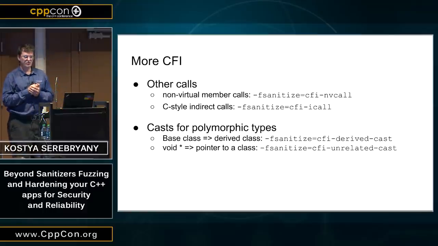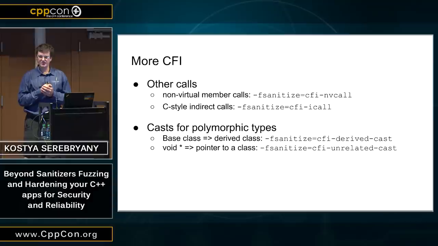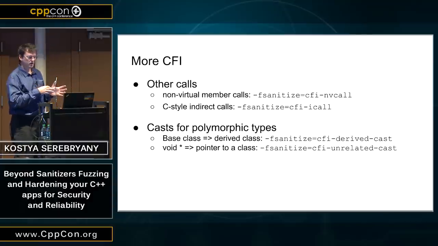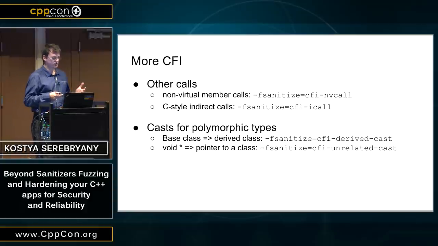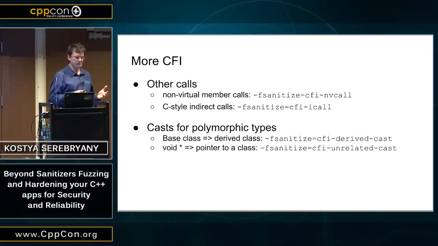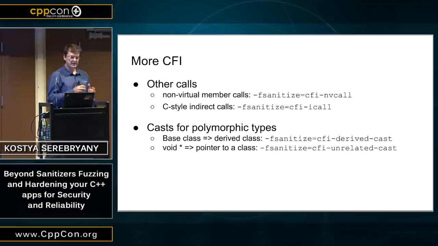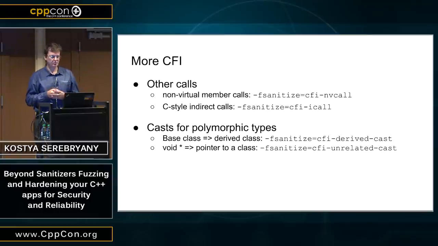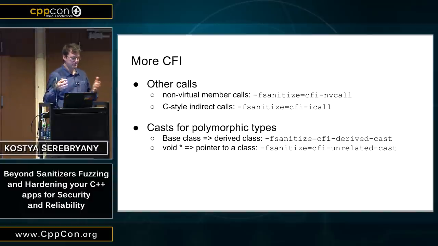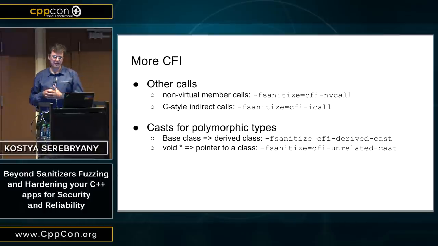Control flow integrity doesn't stop at virtual calls. We can apply the same technique, the same method to other scary things. First of all, to other scary calls. Any other non-virtual member calls of polymorphic types are easy to deal with, same methodology. We just check that the virtual pointer is still correct. We can apply a slightly modified mechanism to C-style indirect calls. So no C++ classes, maybe not even C++, just plain C with indirect calls. We can apply the same mechanism.